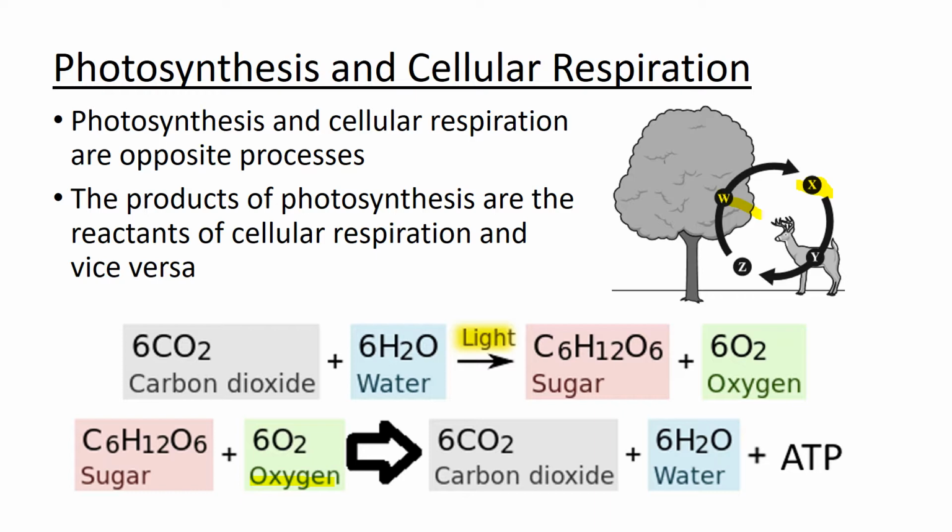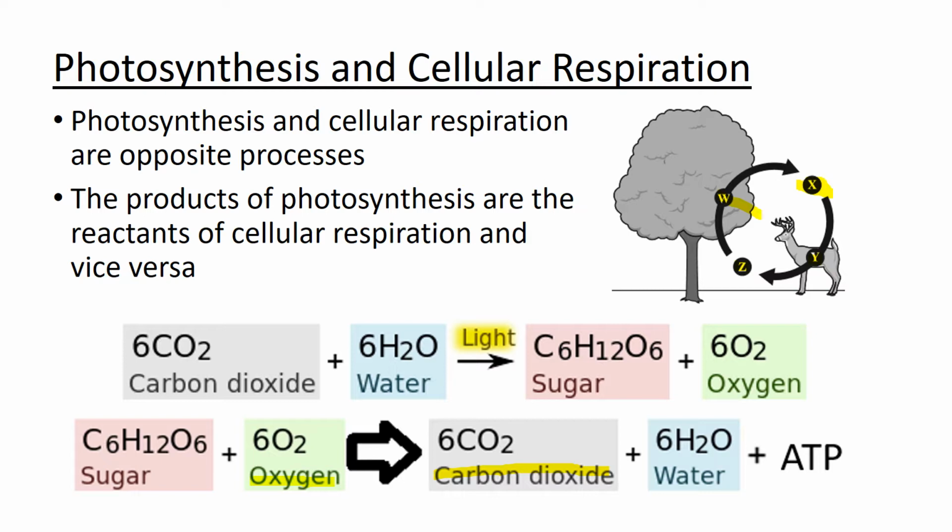Well, animals breathe in oxygen. So this deer is going to breathe in the oxygen. It's going to use that oxygen for cellular respiration. That's what the Y represents. Well, one of the products of cellular respiration is carbon dioxide. And so that's what the Z represents. The Z represents the carbon dioxide that the animal breathes out.